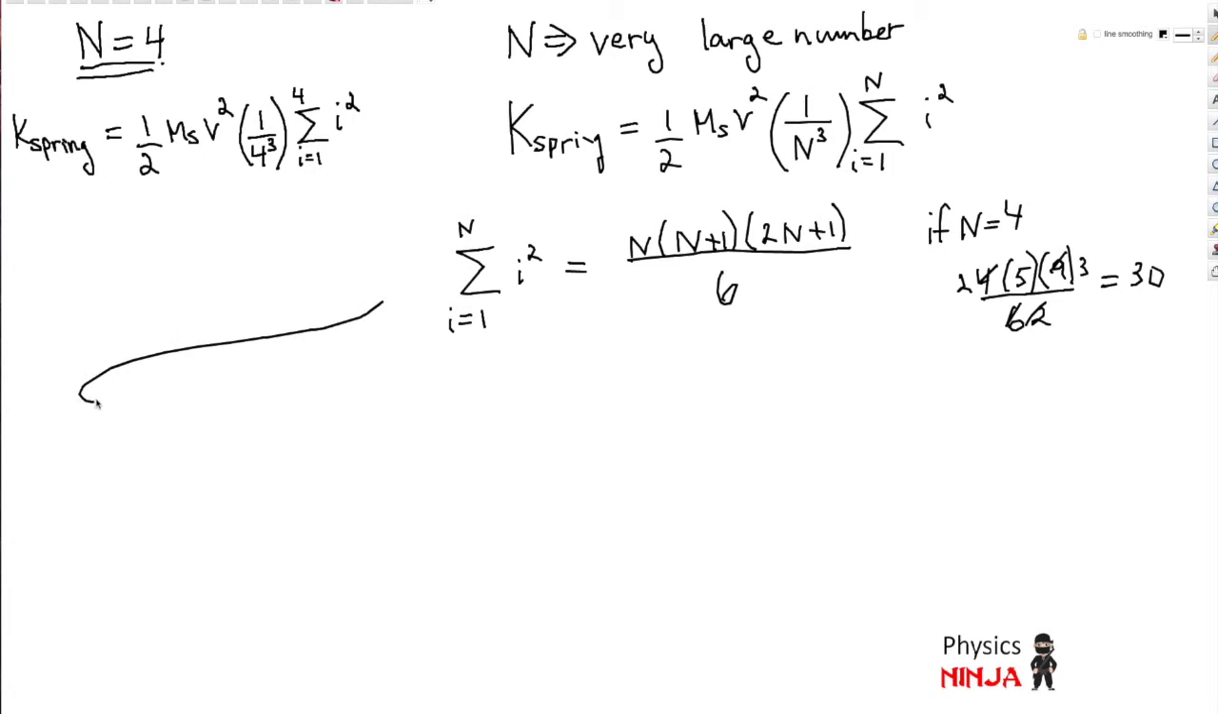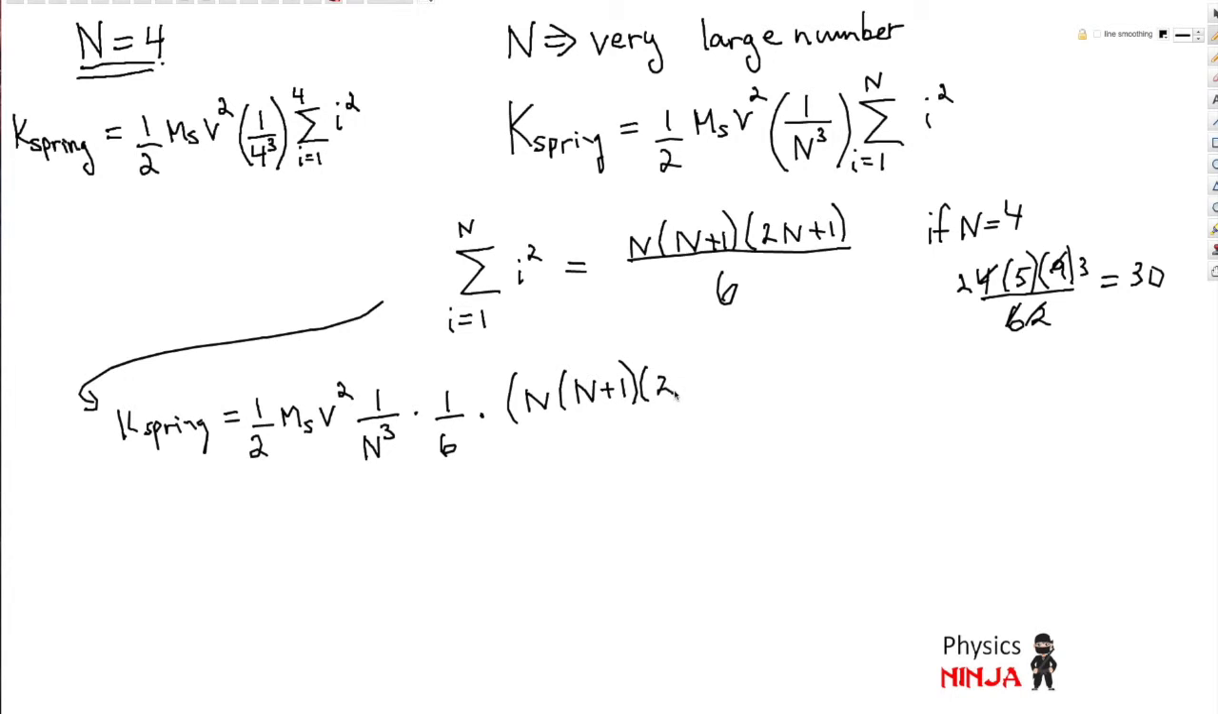and we're left with the final expression. So K of the spring is simply equal to 1/2 the total mass of the spring, velocity squared. Now I have this term in the front that's important. This is a 1 over n cubed term. All that is going to be multiplied by 1/6. And now there's 3 terms, right? I have n, n plus 1, and 2n plus 1.